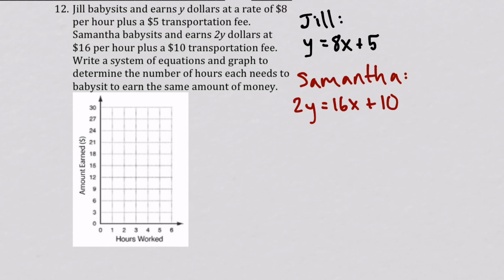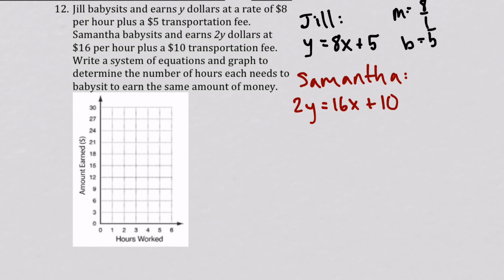So Jill's equation is ready to graph. It's already in slope-intercept form, so I'm going to go ahead and graph that one. In this one, the slope is 8. I'm going to write it as a fraction, 8 over 1. And the y-intercept is 5.